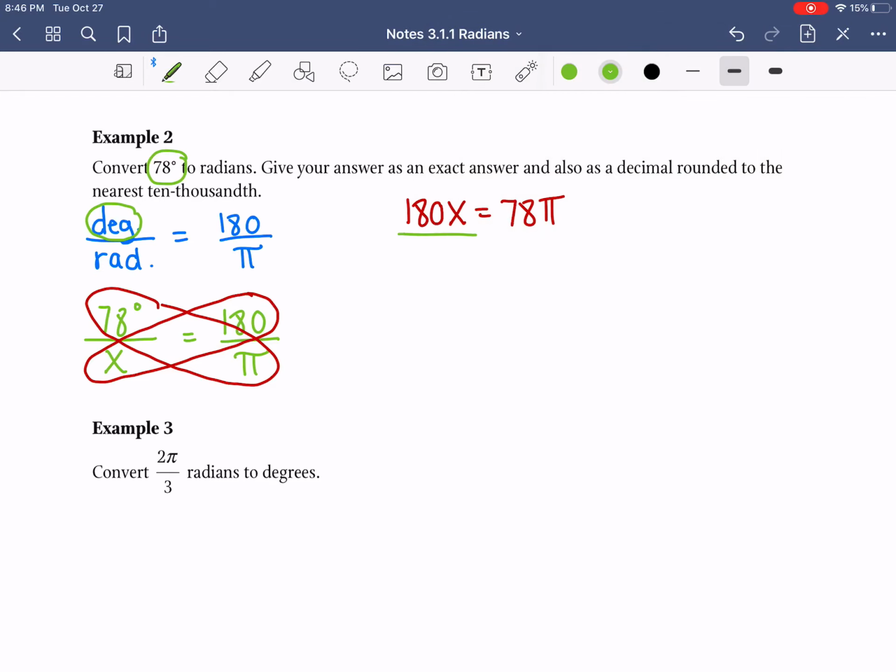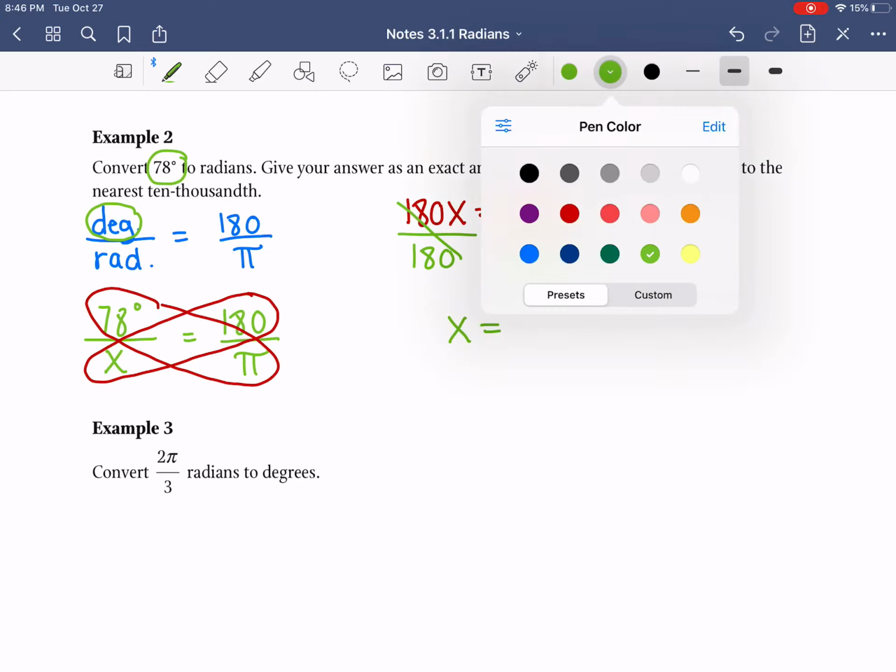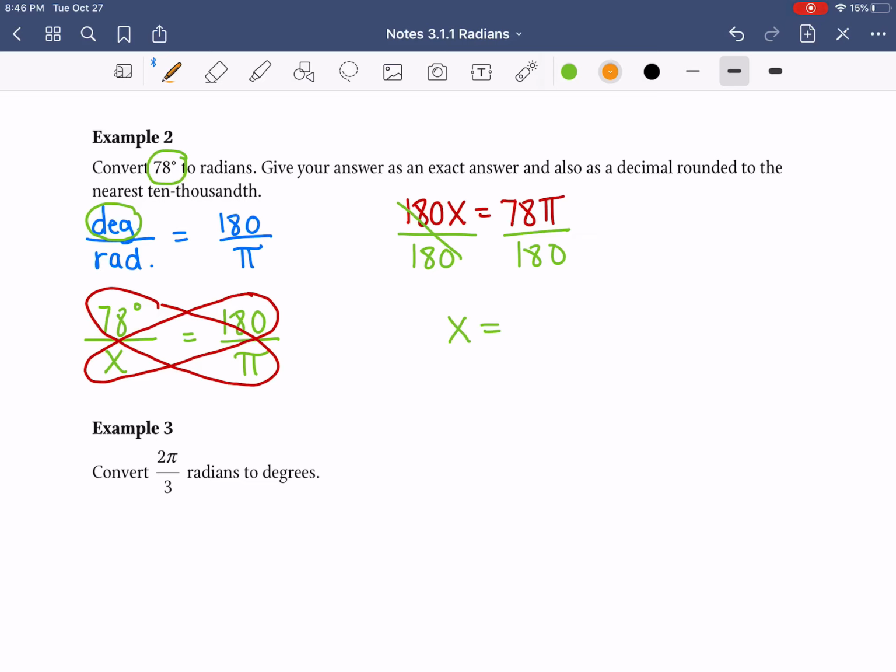So to get x by itself, I'm going to divide by 180 on both sides. I get x equals, this can be simplified, 78 pi over 180. These can both be divided by 6. So 78 pi divided by 6 is 13 pi, and then 180 divided by 6 is 30. So this is the exact answer. Oh, there's units on this. This would be radians.